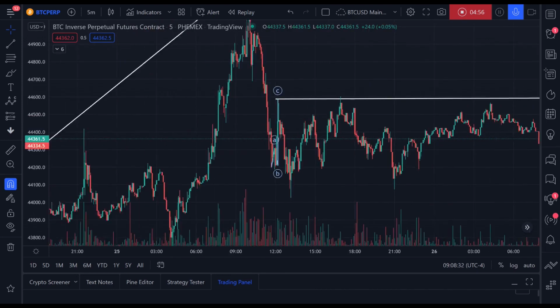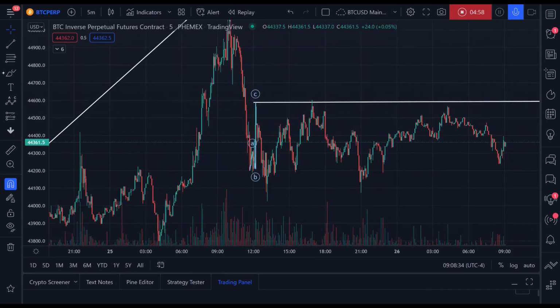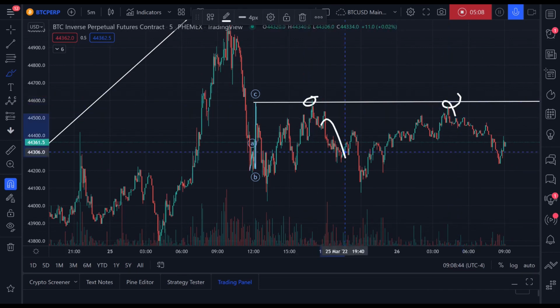So that sets the top, and you can see that during this trading range, during the time that Bitcoin has been ranging, this top has been respected. Every time we hit it, we went down. Every time we hit it, we went down, okay?